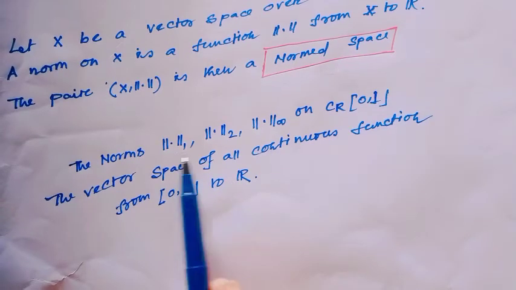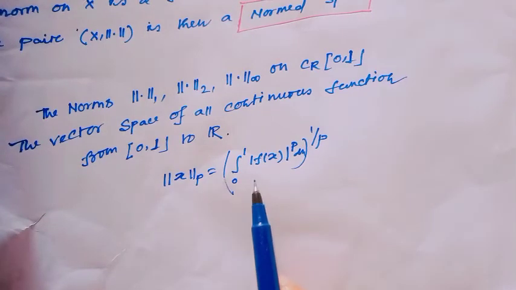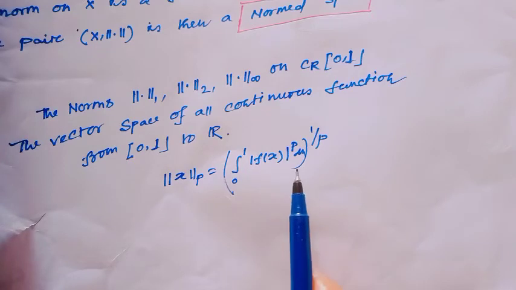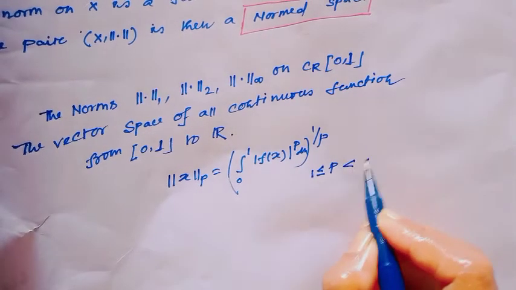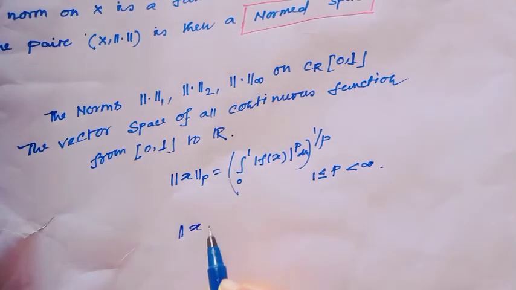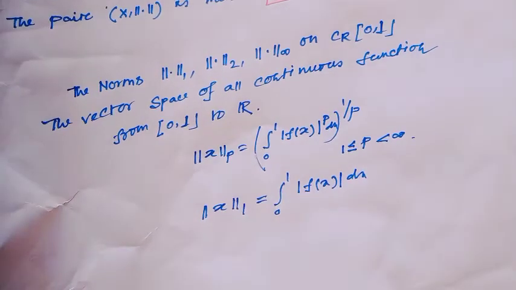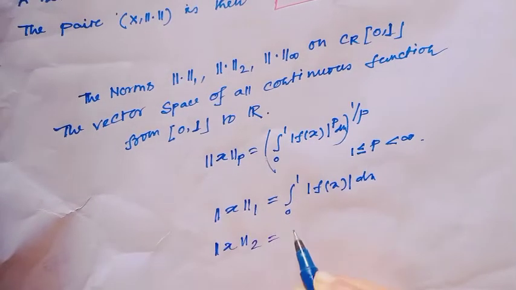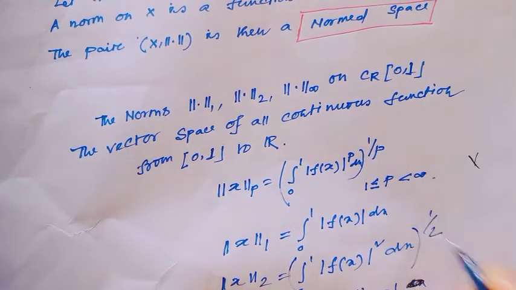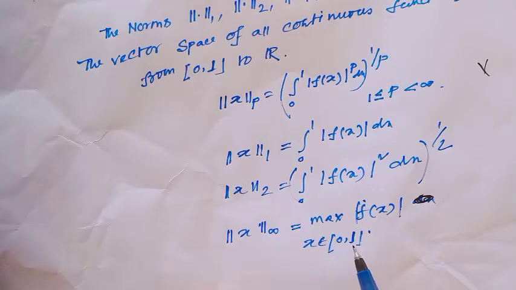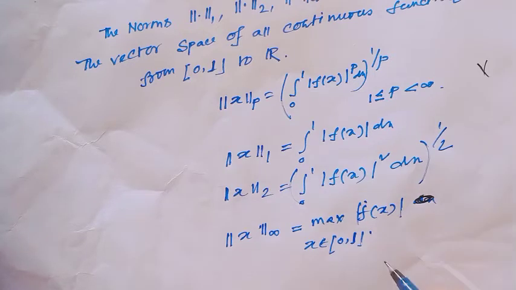Here for these different norms, the norm will be different. Here the norm p is of such type: the integral from 0 to 1 of the absolute value of f(x) to the power p dx, whole to the power 1 over p, where p is greater than or equal to 1 and less than infinity. That means here norm 1 is defined as the integral from 0 to 1 of the absolute value of f(x) dx. Norm 2 would be the integral from 0 to 1 of the absolute value of f(x) squared dx, to the power 1/2. And norm infinity is defined as the maximum of the absolute value of f(x) over the closed interval [0,1]. This is the norm infinity.